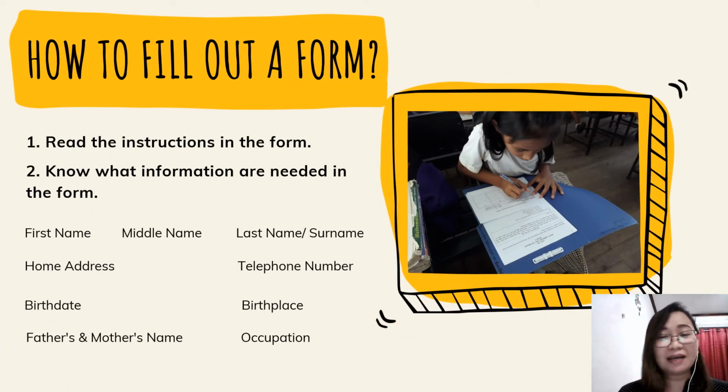So here are some reminders on how to fill out a form. Number 1, you need to read the instructions in the form. Number 2, know what information are needed in the form. For example, do you know your first name? Do you know the spelling of your middle name? Do you know your last name or surname? Do you also know your complete home address?